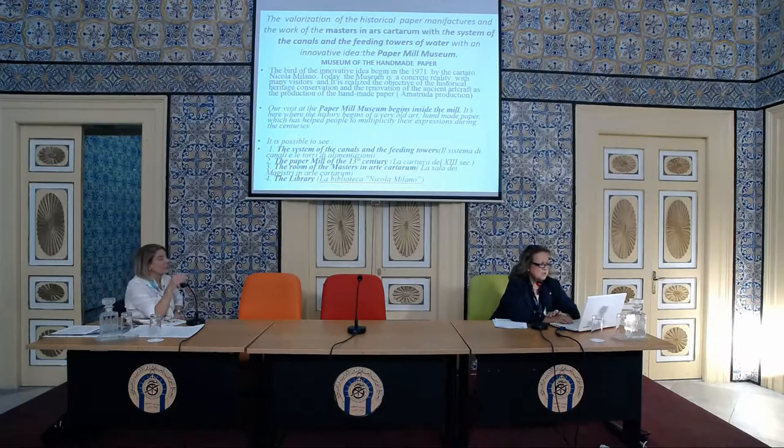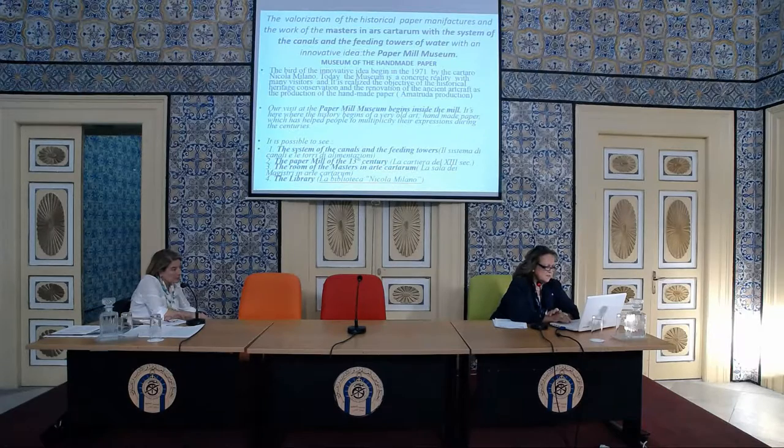The birth of the innovative idea began in 1971 by the Cartaro Nicola Milano. Today the museum is a concrete reality with many visitors, and it is realized for the historical heritage conservation and the renovation of a very ancient craft, the production of handmade paper. Amatruda production is one of the best. On our visit at the paper mill, it is possible to see this in the portal of Amalfi Coast.